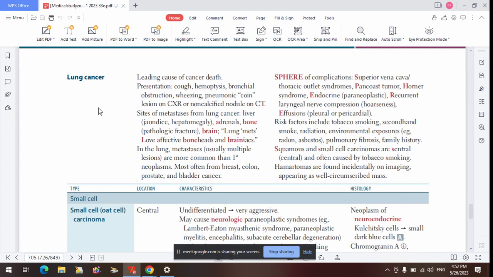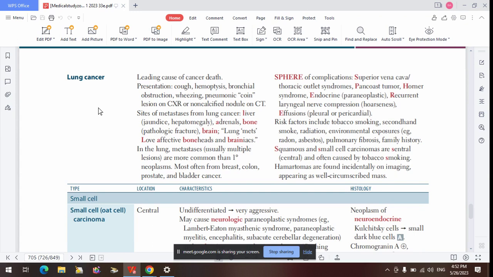So it's different from the site where the lung metastasizes to. Where the lung metastasizes to is the liver, the adrenals, the bone, the brain. But where it comes from is the BCP. So breast commonly goes to the lung, the colon goes to the lung, the prostate goes to the lung, and the bladder. Okay? Bladder is not very high, but if you want to know it, you can learn it.